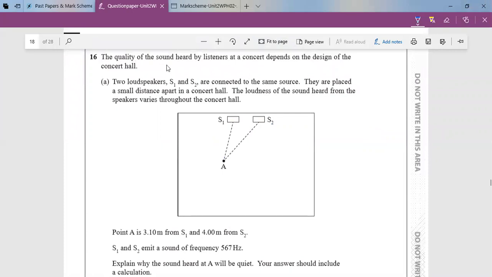Then question 16, sorry. The quality of sound heard by listeners at a concert depends upon the design of the concert hall. Two loudspeakers S1 and S2 are placed over here. This is S1, this is S2, connected to the same source. The source is the same. This means that they'll produce coherent waves. Remember what coherent is?